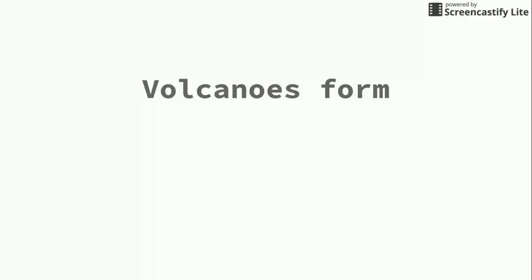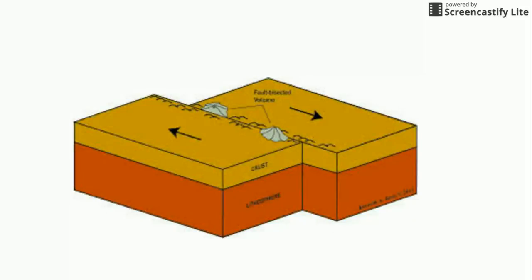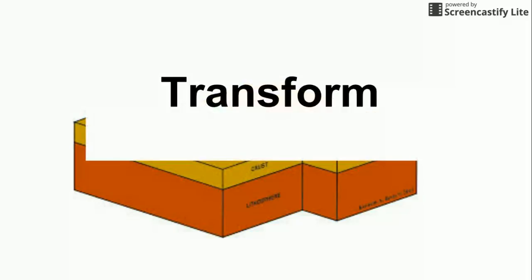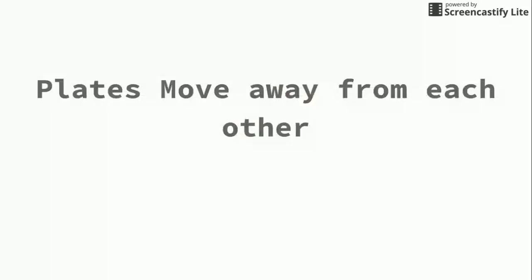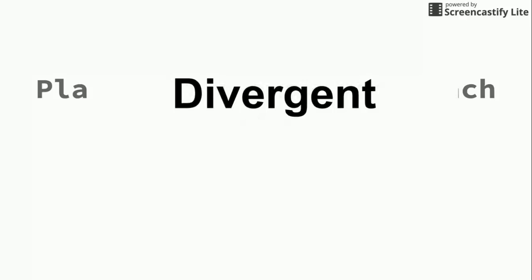Volcanoes form at convergent boundaries. This is an example of a transform boundary. When plates move away from each other, it's a divergent boundary. This is the type of boundary where a new crust is formed. Divergent boundary.